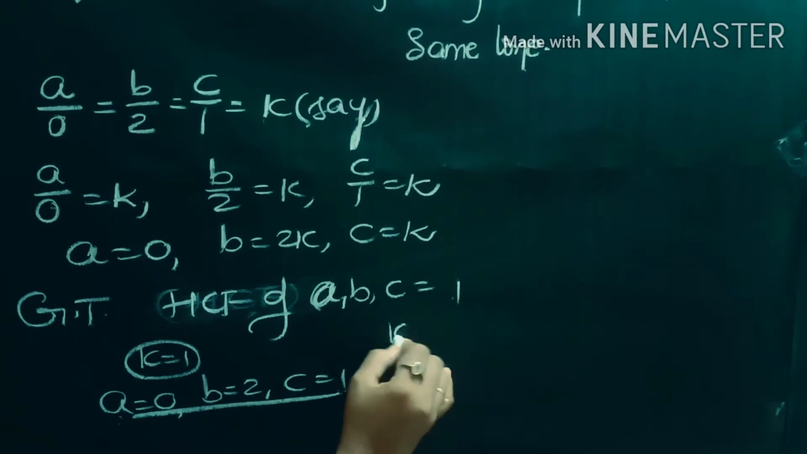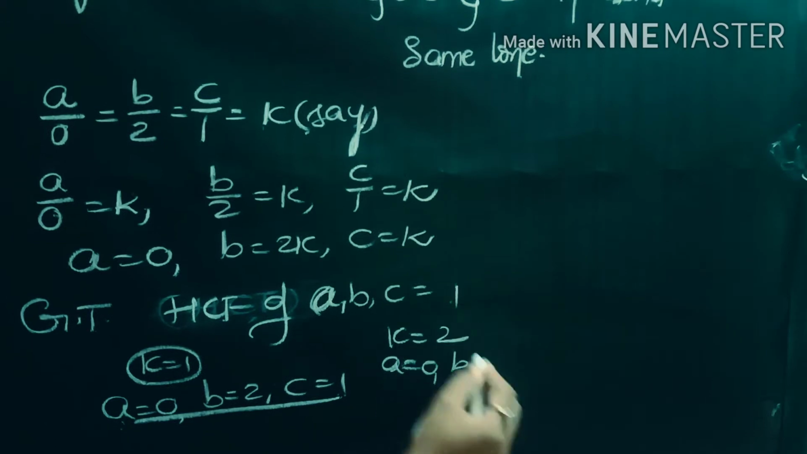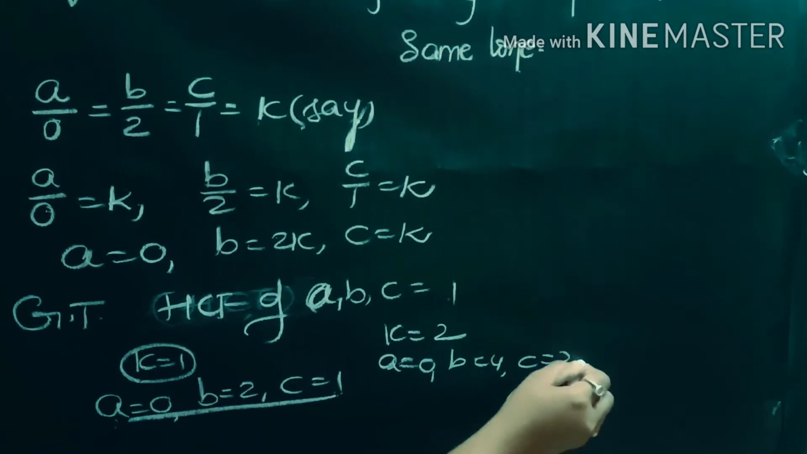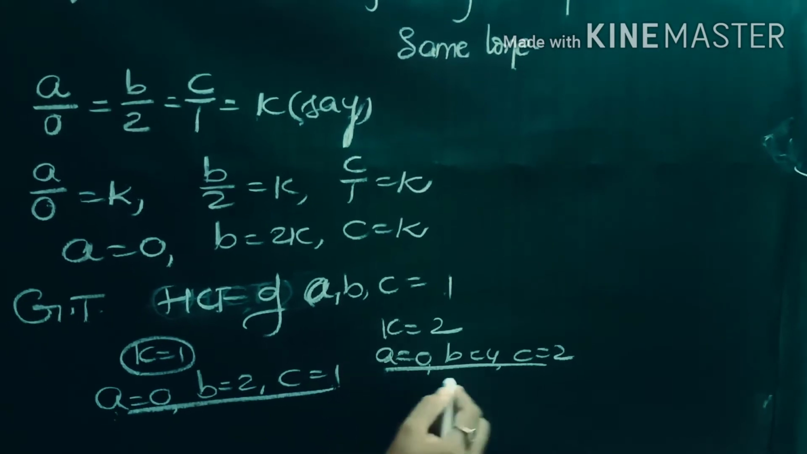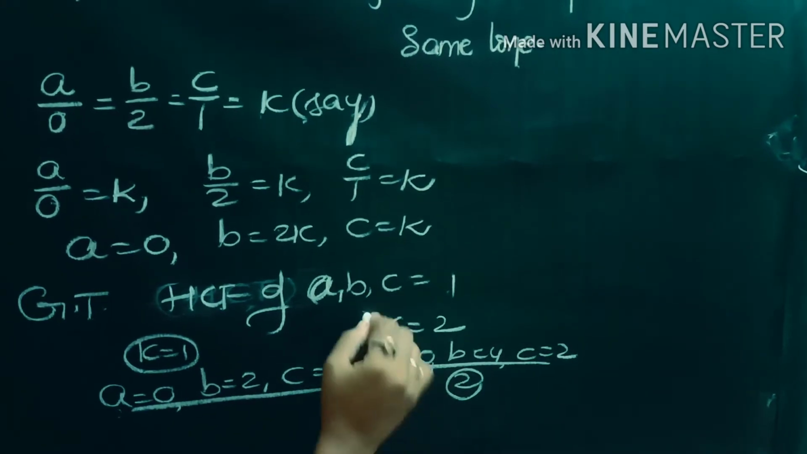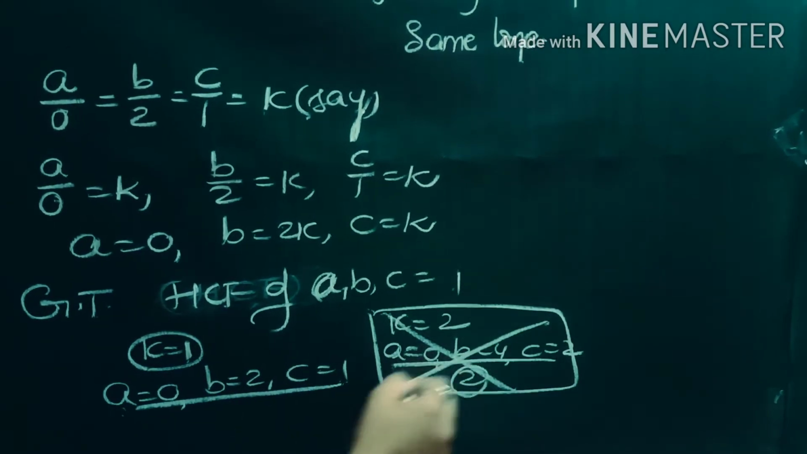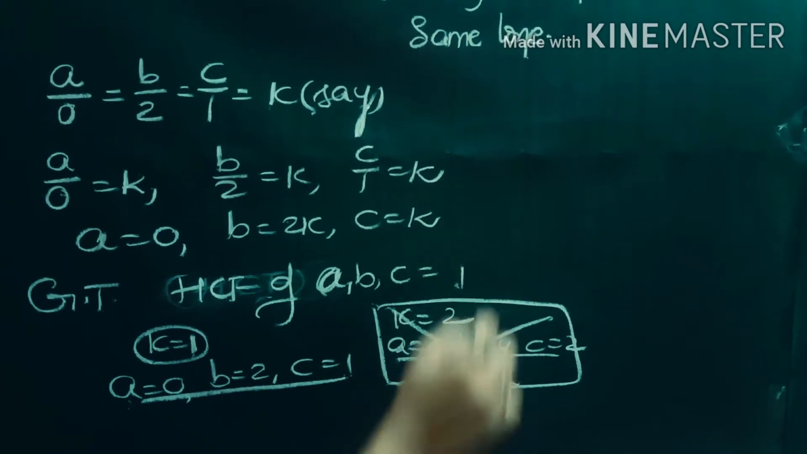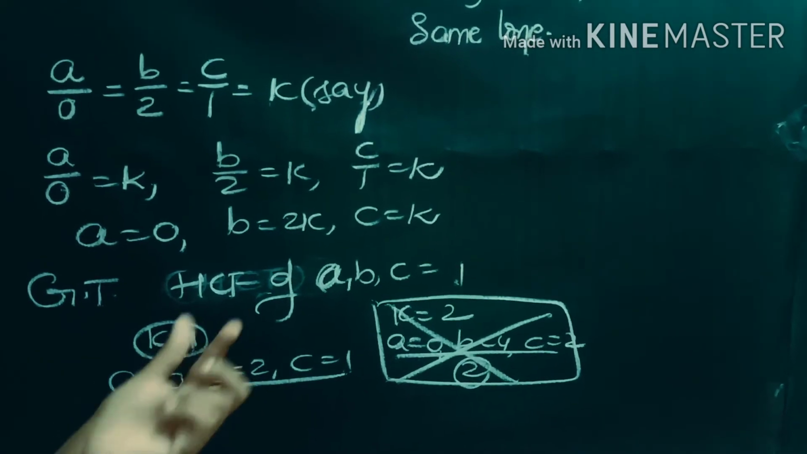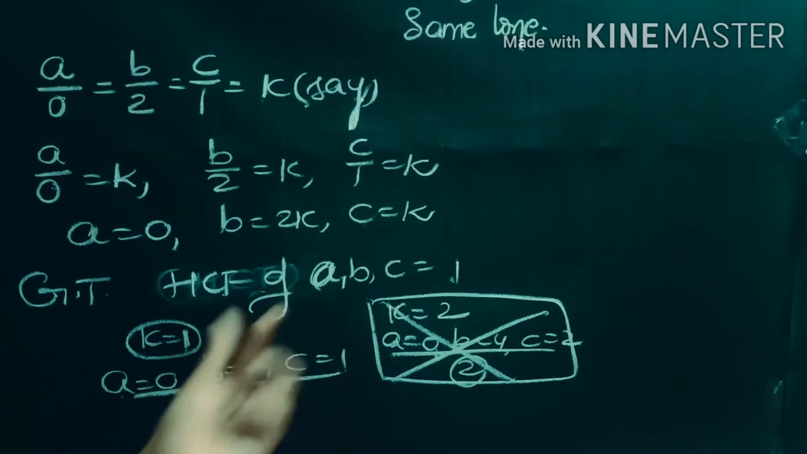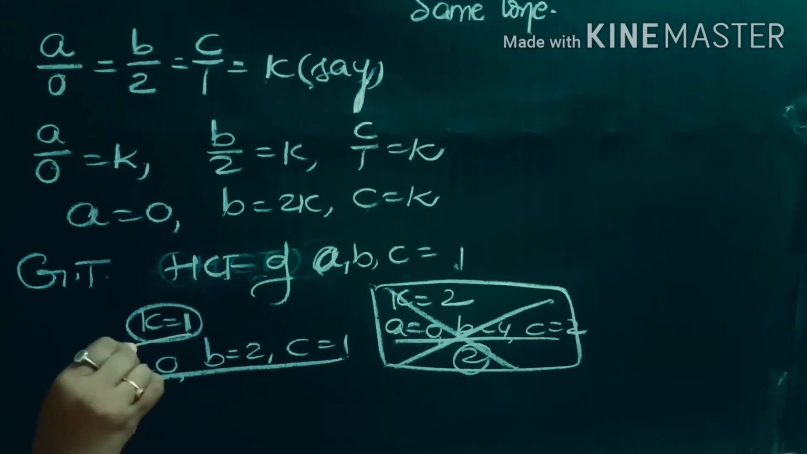And if we take k equal to 2, then a is equal to 0, b is equal to 2 into 2, that is 4, and c is equal to 2. So here 0, 4, 2 means the greatest common divisor of these three numbers is equal to 2. If we take any number other than 1, then we won't get the HCF of a, b, c equal to 1. Therefore k equal to 1 is the only value which satisfies the condition that the HCF of a, b, c is equal to 1. Therefore, k is equal to 1.